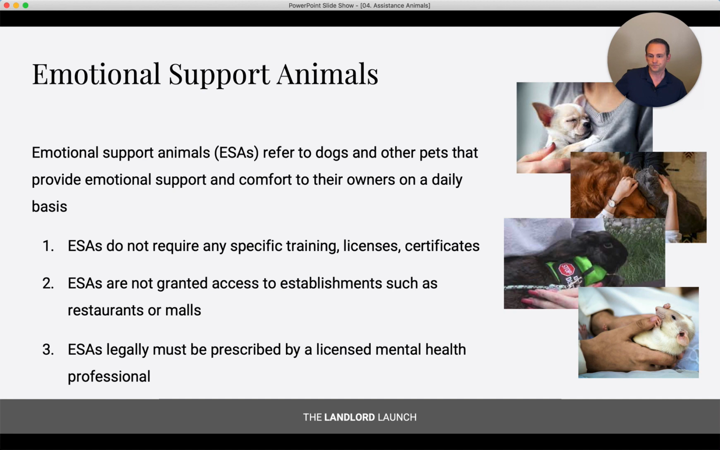And then the one thing is that an ESA has to be prescribed, and it has to be prescribed by, well, this says a licensed mental health professional, but those lines are getting really blurred these days, and I don't even know that that license part is 100% accurate these days.